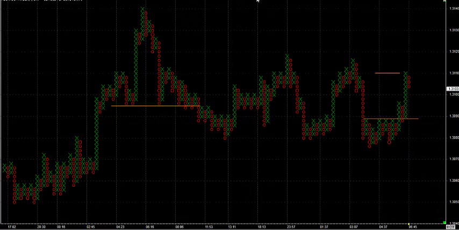Let's just go ahead and jump right into this one. This one's obviously going to be an intraday trade, a short-term trading opportunity. We're looking at the pound dollar. This is the pound dollar, and there's quite a bit of consolidation.